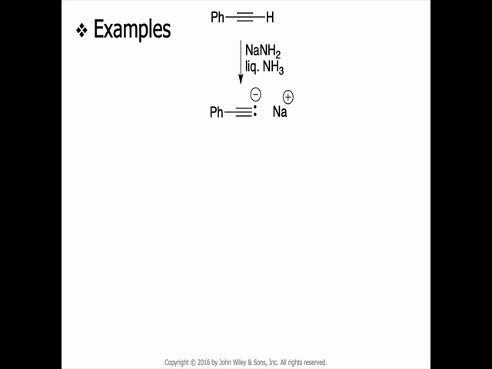What's going to happen in this first reaction? What is the Lewis acid and what's the Lewis base? Okay, the Lewis base is the sodium amide, NaNH2. So what's the acid? The acetylene, the hydrogen on the acetylenic carbon. It's just a Lewis acid, Lewis base reaction. You pull off that hydrogen, you end up with the acetylide and sodium.